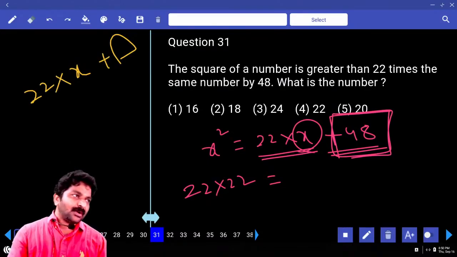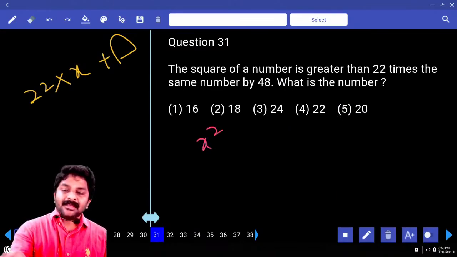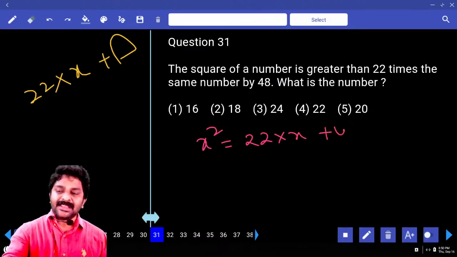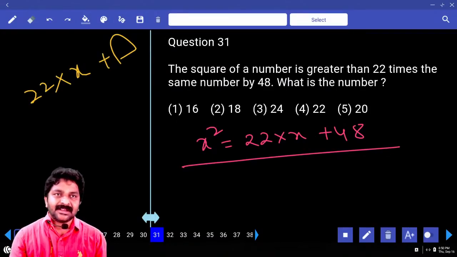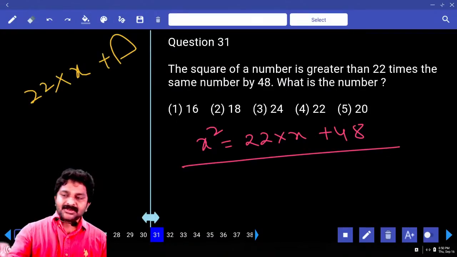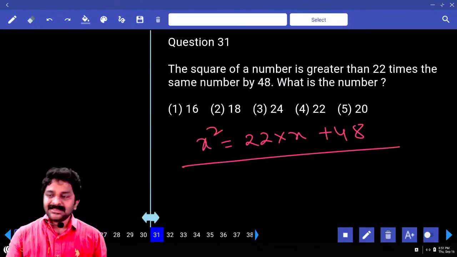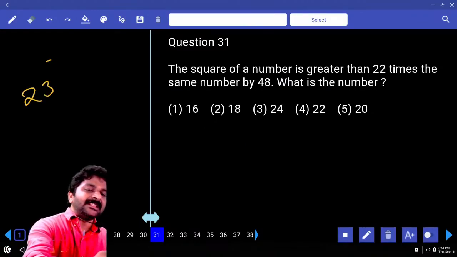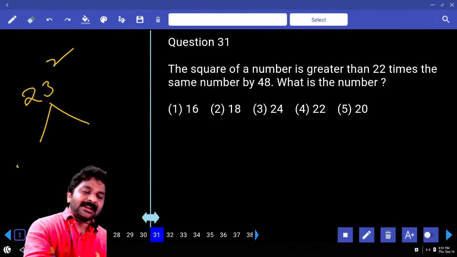So answer, there is only one. If you want to solve this, x square is equal to 22 times of x plus 48. So using this, there is a quadratic equation and you can solve the quadratic equation and get the value of x. That is one way. The other way is, for example, I am taking 23 square. Can I treat this as 22 times of the same number?